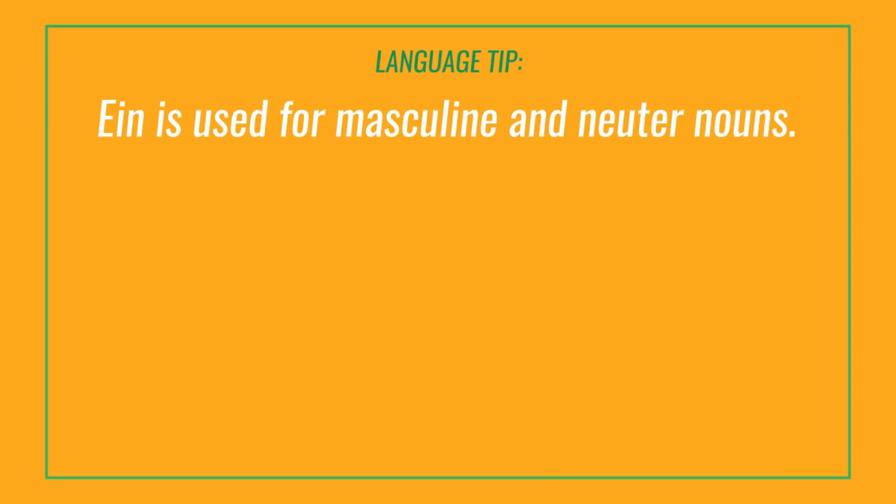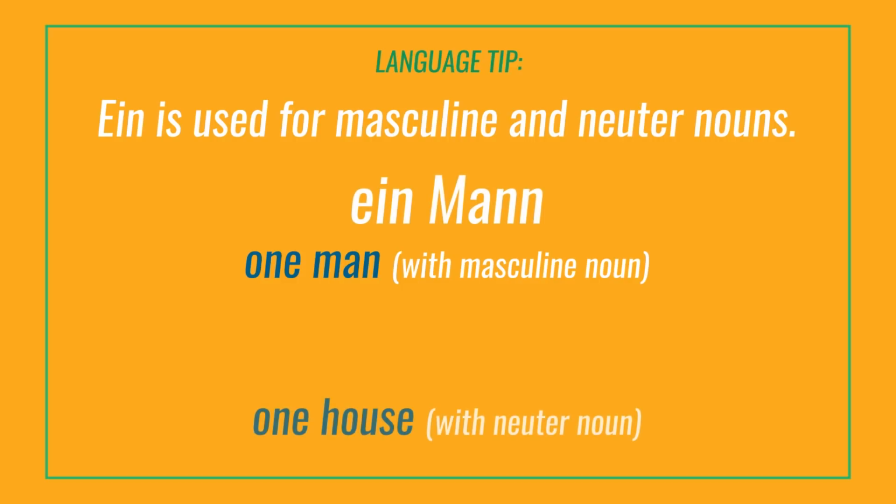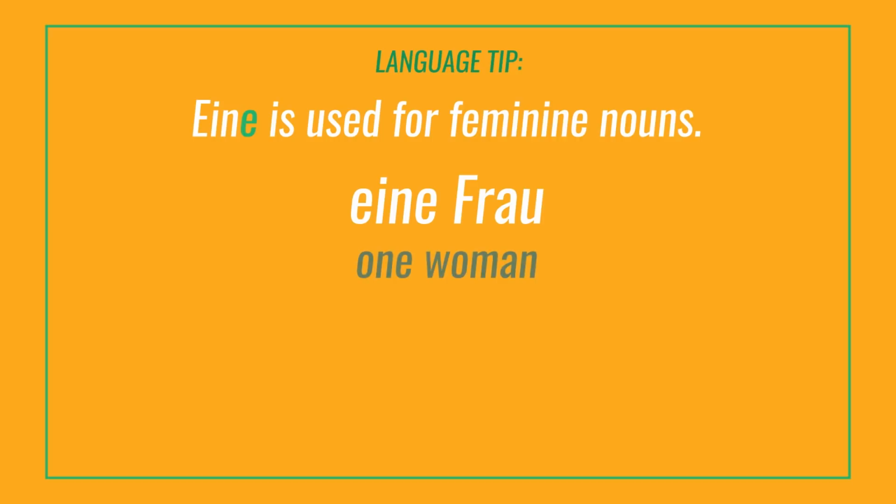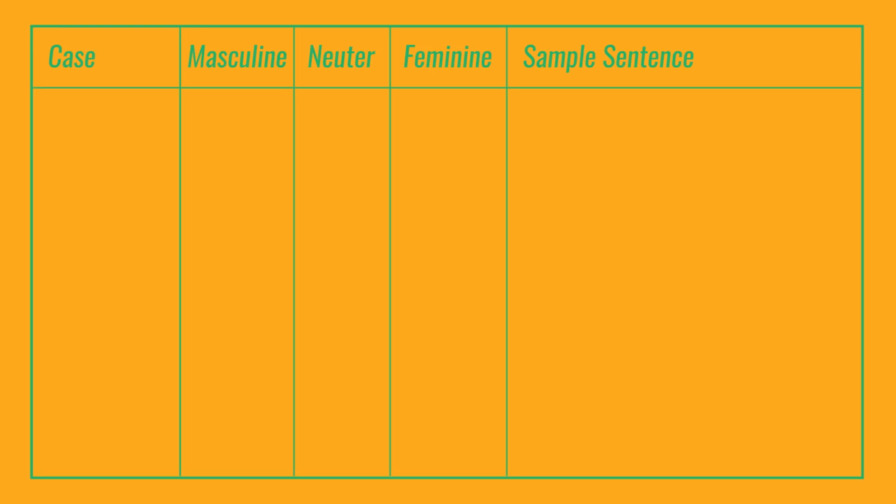Ein is used for masculine and neuter nouns. One man is masculine, so it would be ein Mann, while one house is neuter, so it would be ein Haus. Eine is used for feminine nouns. Eine Frau, for example, would be one woman. The indefinite article changes according to the case of the noun. There are 4 cases: nominative, accusative, genitive, and dative.